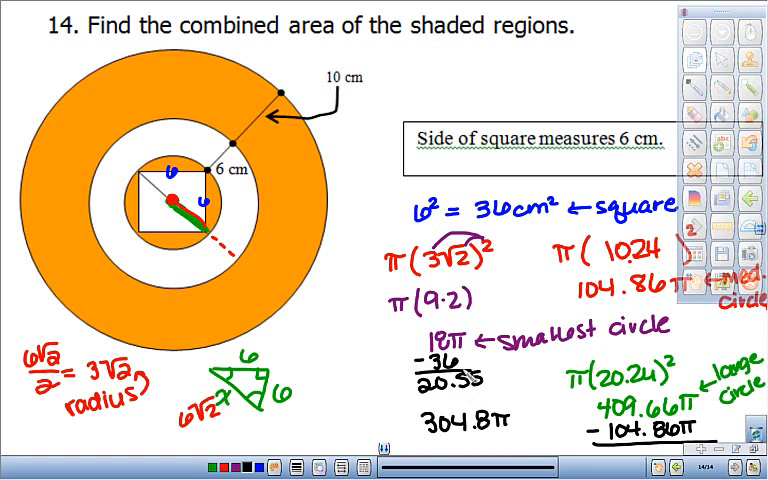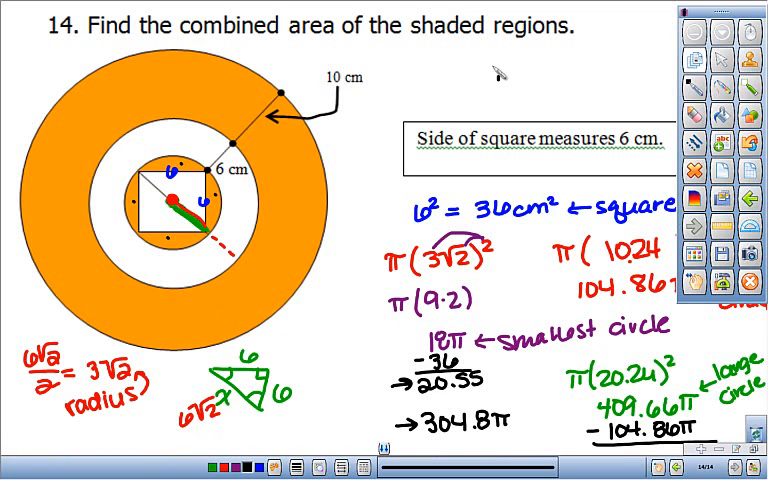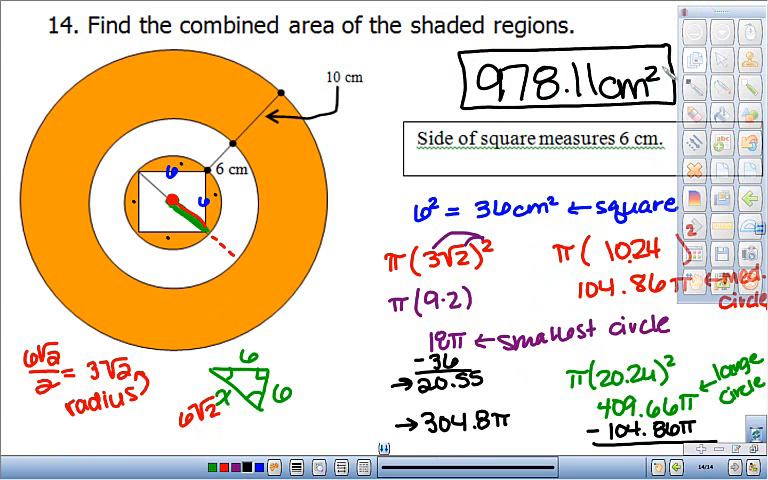Okay, so now that's the inner shaded section, and this is the outer annulus. So now we have to combine those. So we have our 20.55, and we're going to add 304.8 pi. A grand total of 978.11. Okay, pi is no longer in there. We typed it in the calculator. This is all centimeters squared. That one was pretty complicated. Hope you followed it.